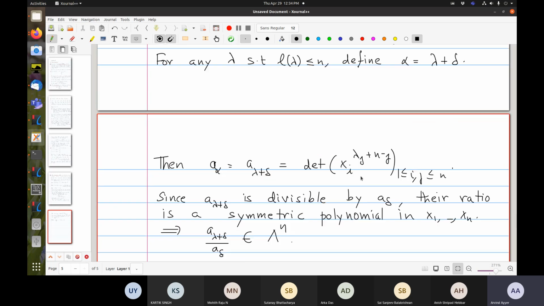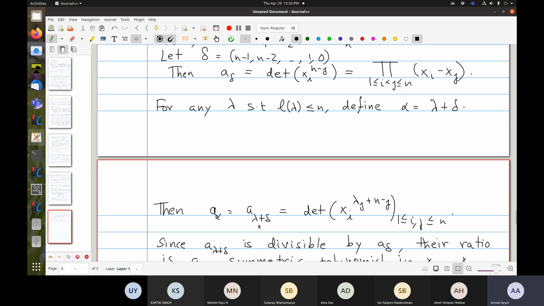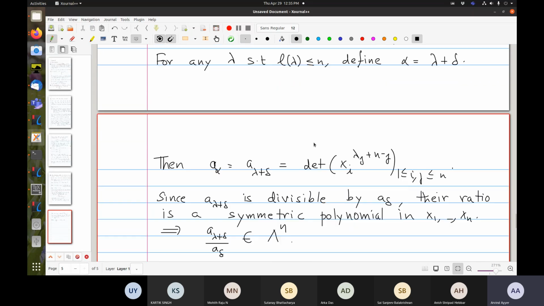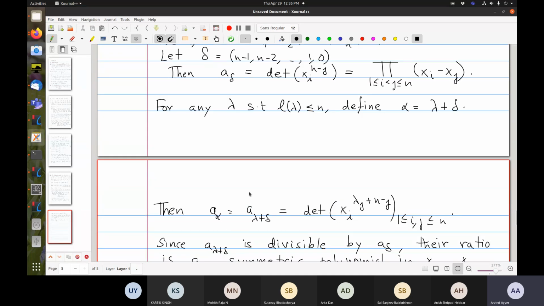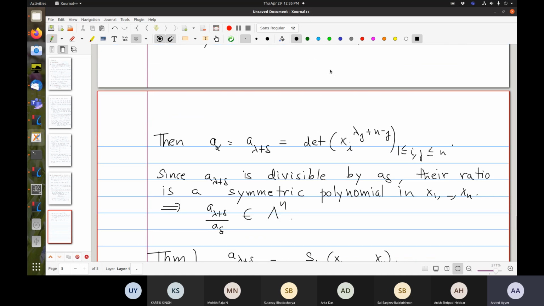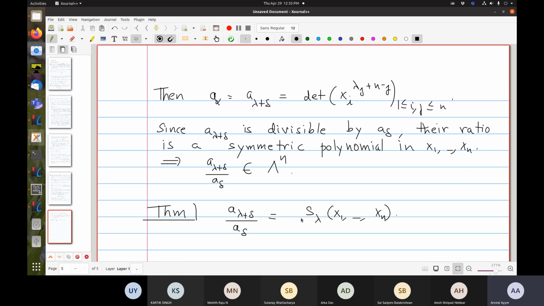So here notice, maybe I didn't emphasize it earlier. If I take lambda plus delta, and lambda is a partition, I am guaranteed to have distinct parts in lambda plus delta, because the parts of lambda are weakly decreasing, and I am adding strictly decreasing numbers delta to them. Right? So these are strictly decreasing numbers. So this guy is non-zero, and so then you get some symmetric polynomial after dividing by delta.